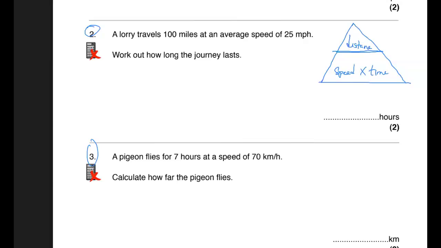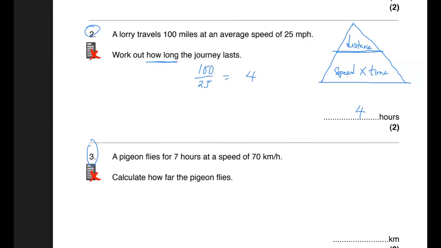So work out how long. Time equals distance divided by speed. Distance is 100. Speed is 25. That gives you 4 hours. Do you get 4 hours? Yes.